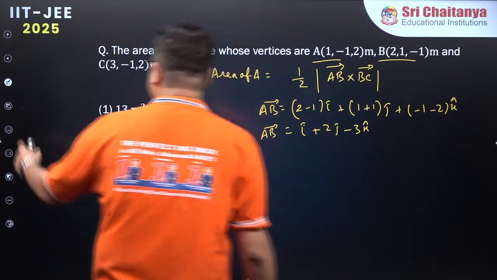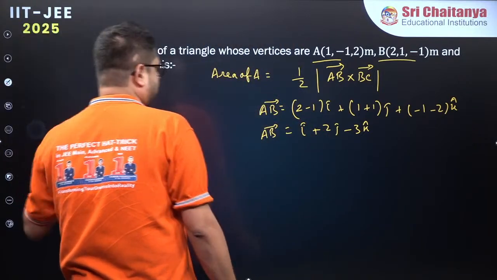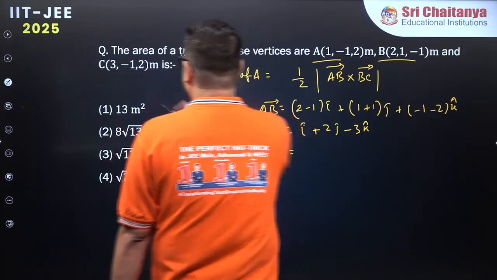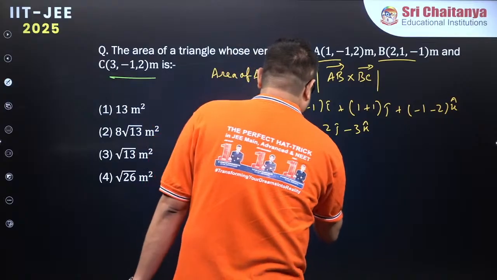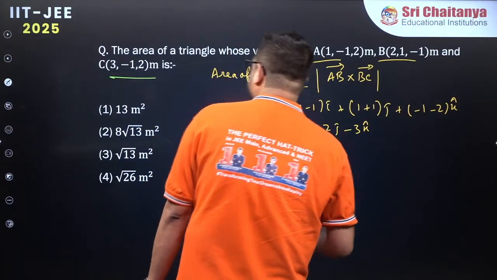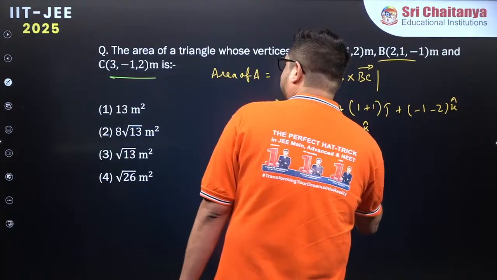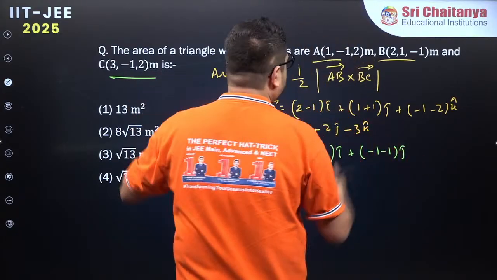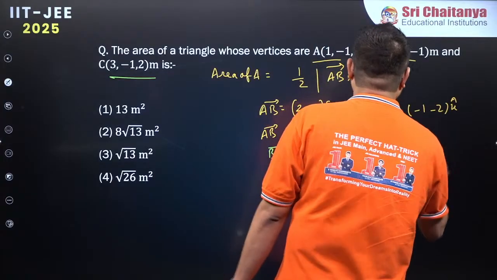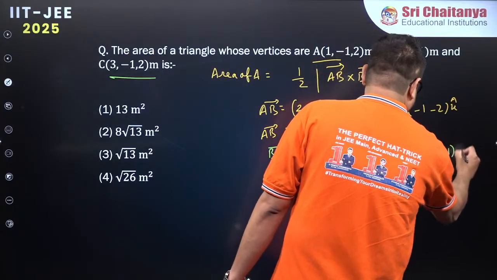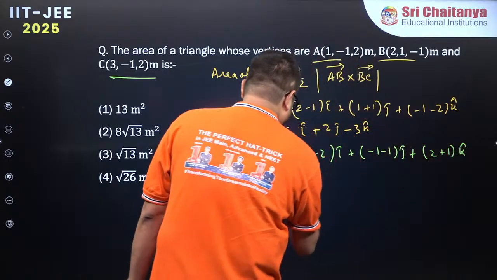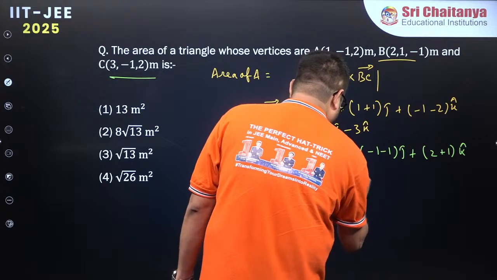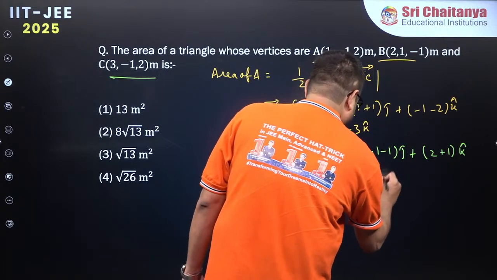Now how to find BC? We need to find BC as well. So the BC vector is going to be how much? You can write it down over here. This is your B coordinate. That is 3 minus 2 i cap, plus minus 1 j cap, and 2 minus of minus 1, that means 2 plus 1 k cap. So what will I be getting? The BC vector is equivalent to i cap minus 2j cap plus 3k cap.